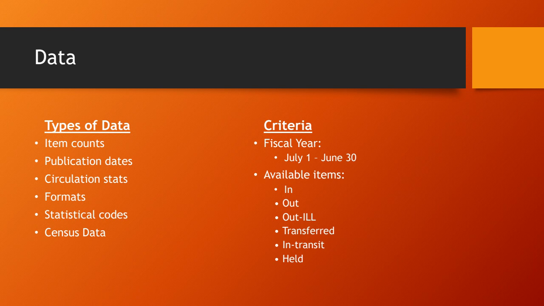And some of the criteria that we use is that we measure and organize our data by fiscal year. So that's July 1st through June 30th. And in some sections of the assessment, we look only at available items. So in other words, we're not going to look for things that are lost, missing, withdrawn, on order, in process. We just want to look at what is actually available to our patrons, and using available item statuses allows us to have the most accurate snapshot.